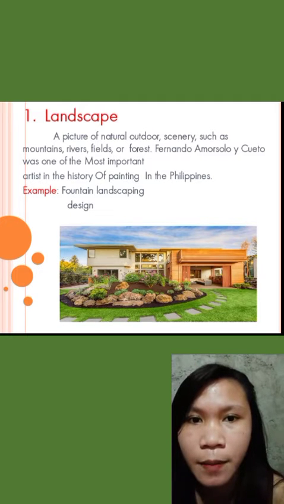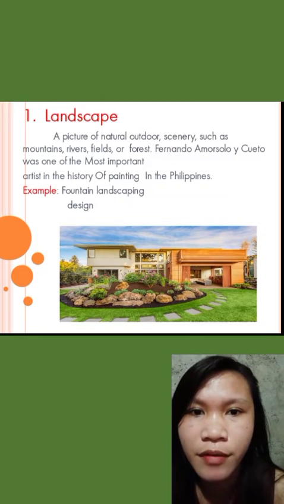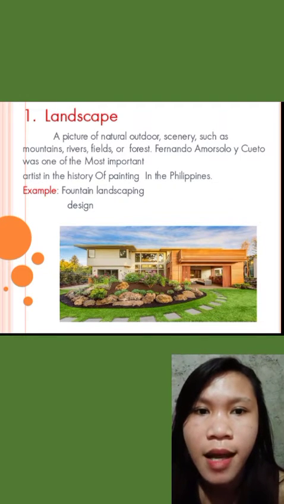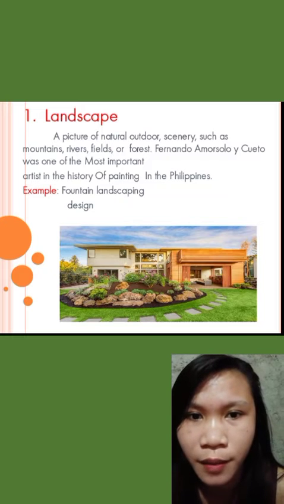The five main subjects that artists have been exploring in art for centuries. Landscape. A picture of natural outdoor scenery such as mountains, rivers, fields, or forests. Landscaping design is the analysis, planning, and design of exterior living spaces. Landscaping design today integrates a wide variety of elements to achieve functional and beautiful spaces of outdoor living.